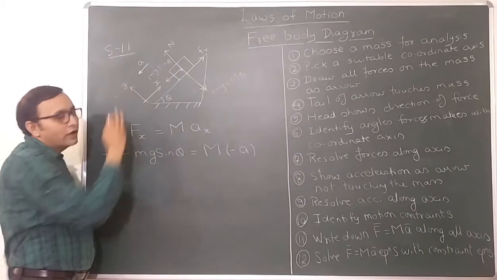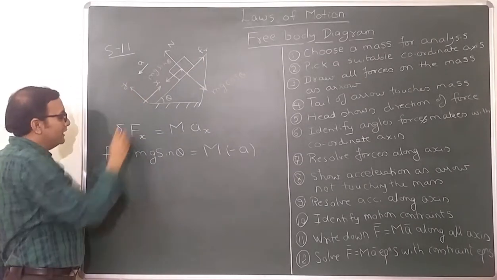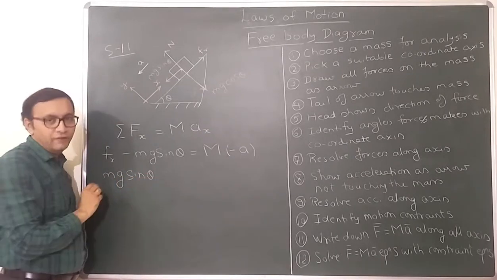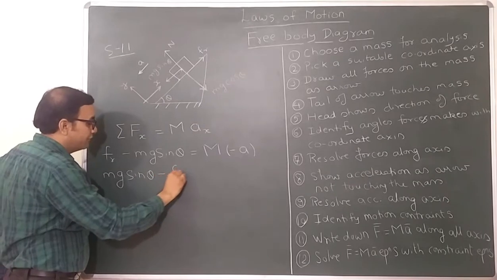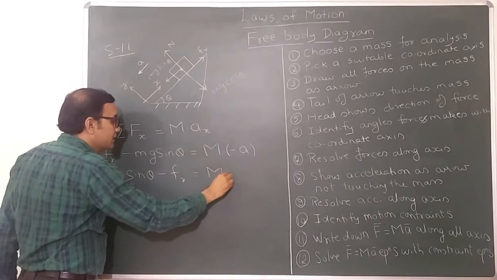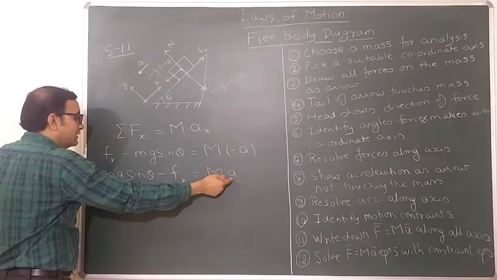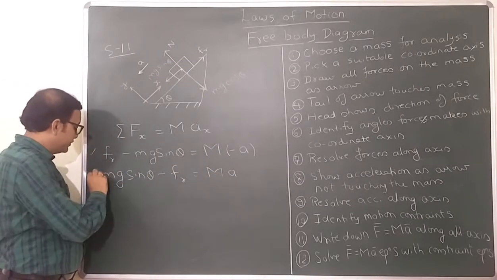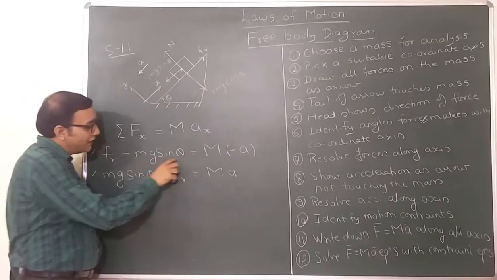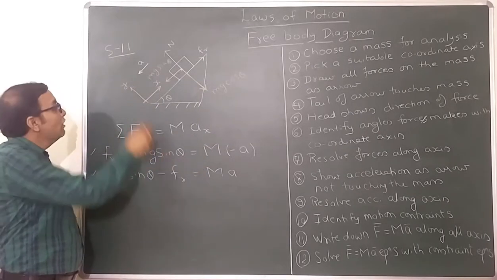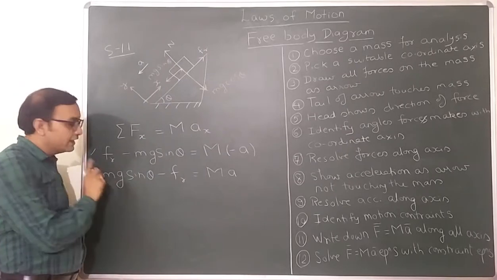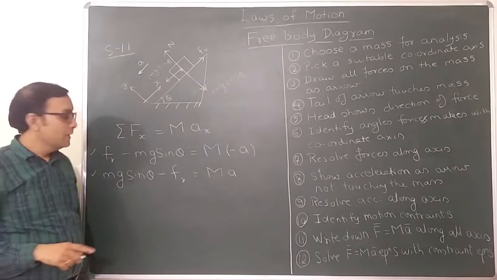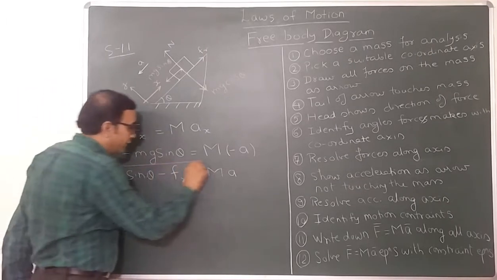So I don't even look at the coordinate axis. I'll say that mg sin theta, which is along the direction of acceleration, is positive, minus the frictional force is mass times acceleration. Now I'm saying acceleration is in the direction of mg sin theta, so both are positive together. So we'll get the same equation actually. But in the first case I have taken the sign convention from the coordinate axis. In the second case I have taken the sign convention from the force itself.